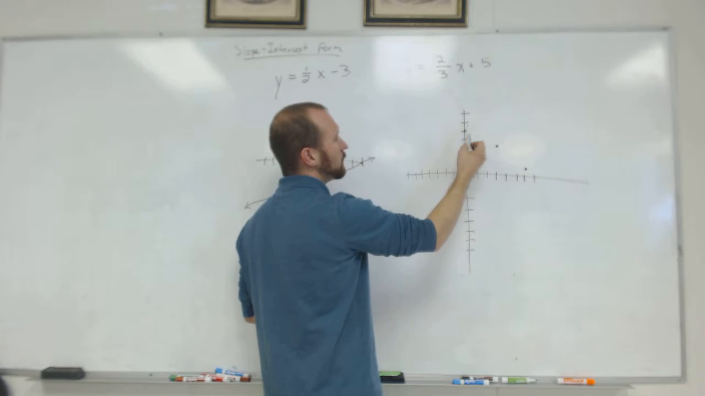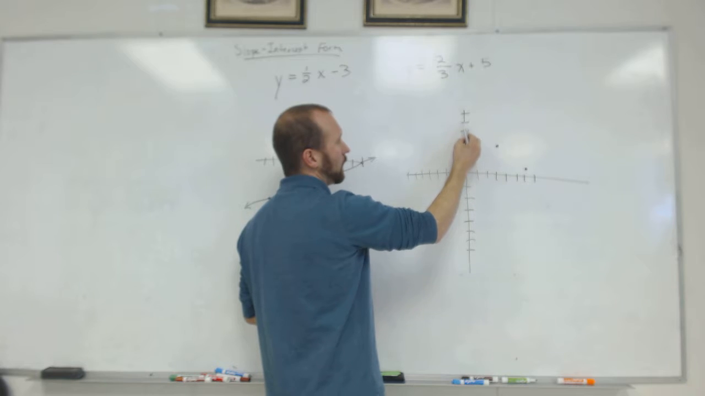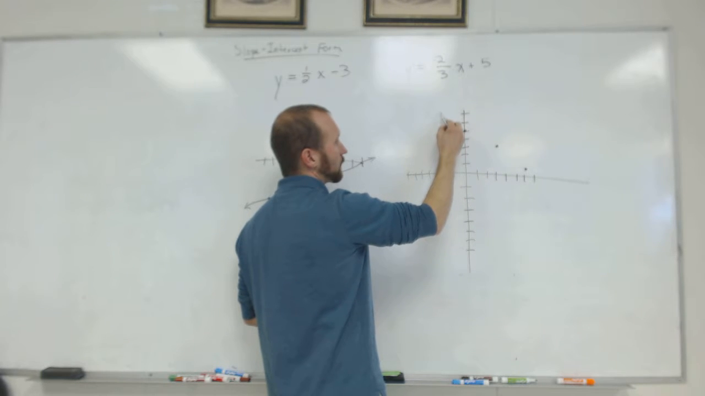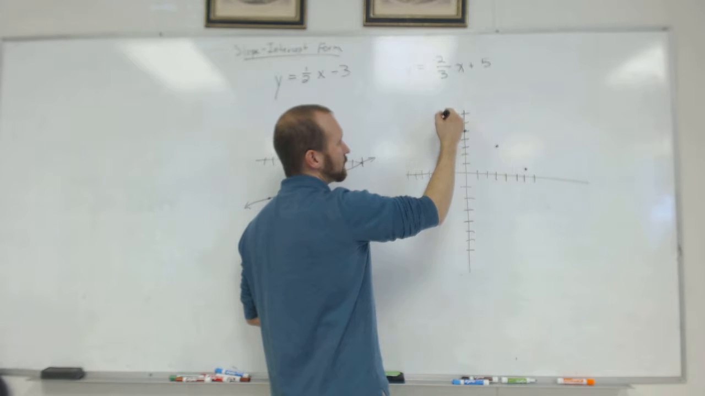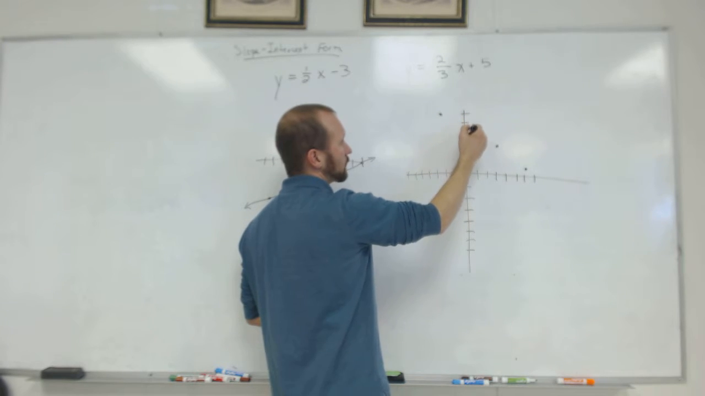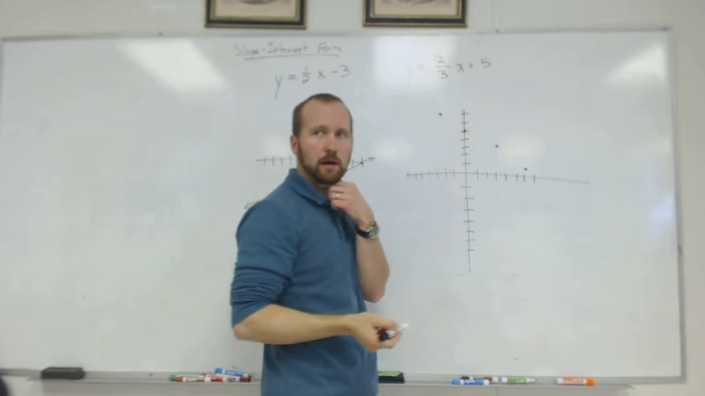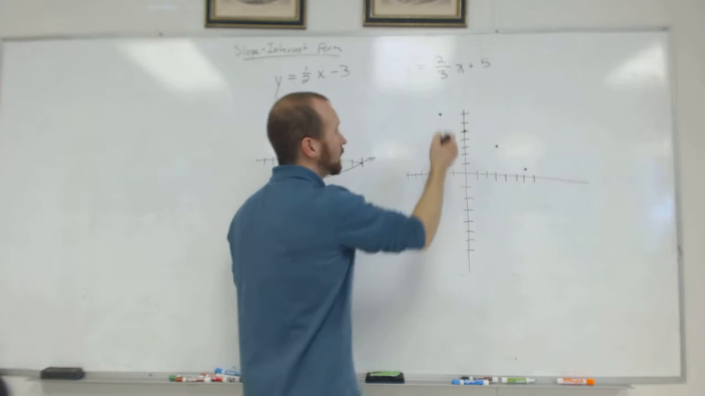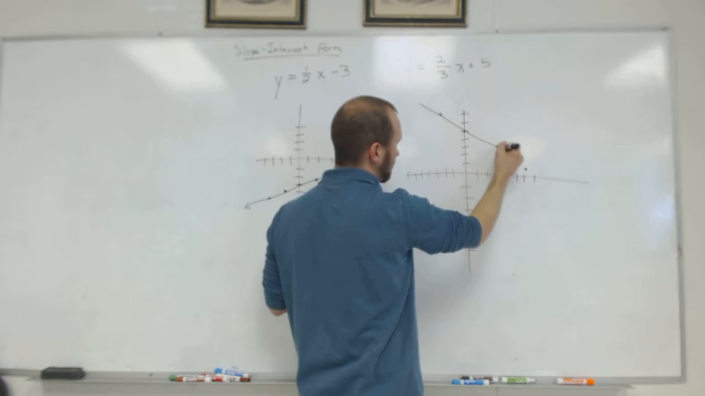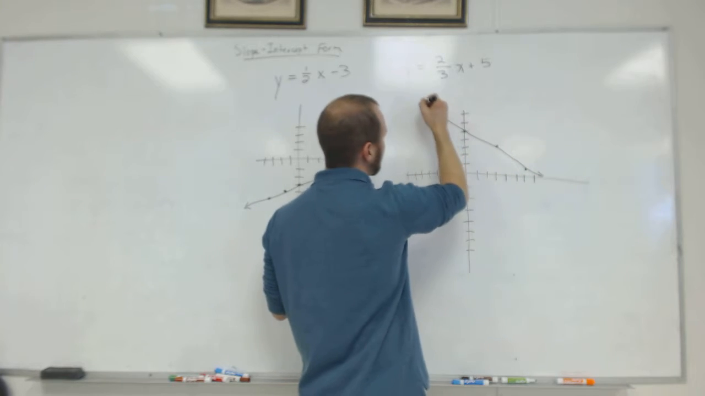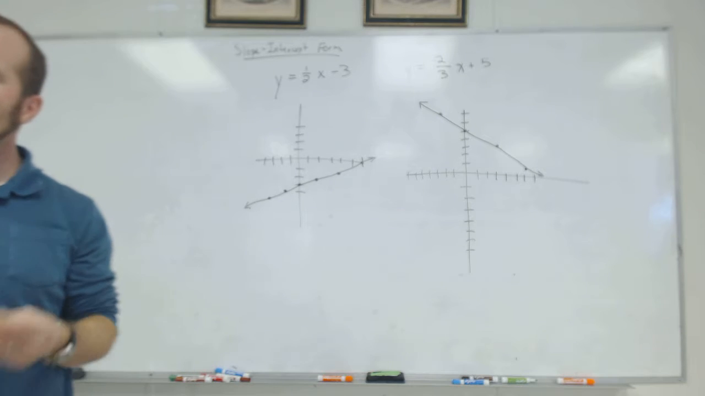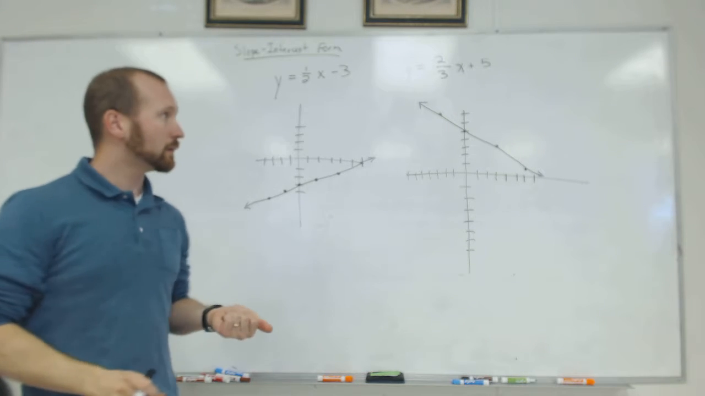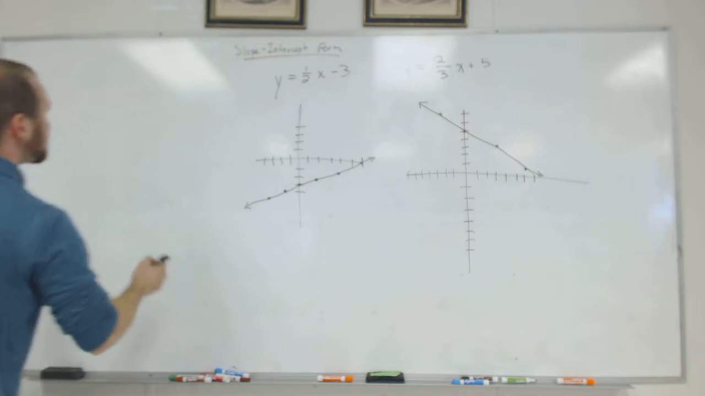But I could also reverse it, right? Kind of go up 2, back 3. And I would just check. Is that the same thing as going down 2 over 3? Yes. They all line up, and I'm done. That is my line. You see how fast this is going to be? So let's do another example.